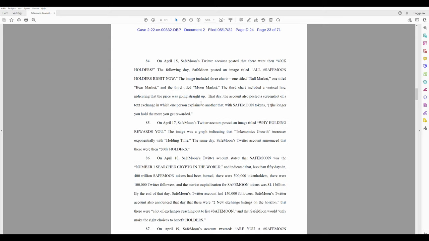Okay, on April 15, Safemoon's Twitter account posted that there were then 400,000 holders. The following day, Safemoon posted an image titled "All Safemoon Holders Right Now." The image included three charts, one titled "Bull Market," one titled "Bear Market," and the third titled "Moon Market." The third chart included a vertical line indicating that the price was going straight up.